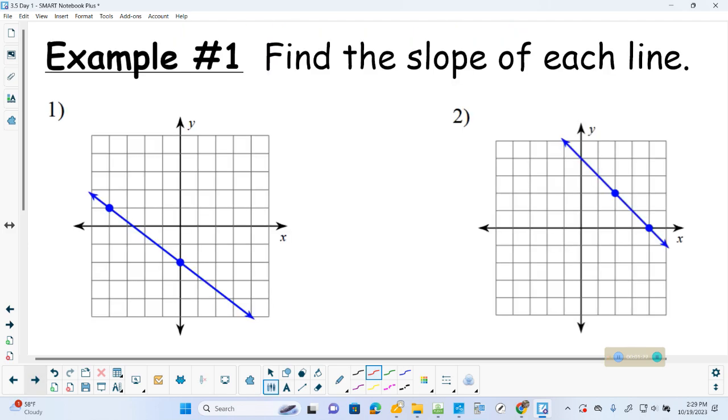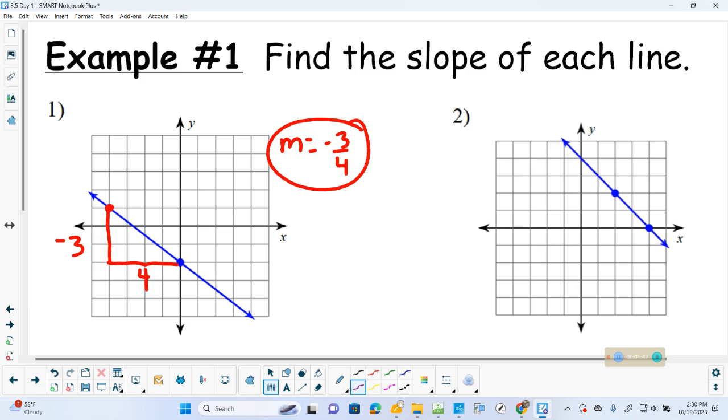Now, doesn't matter which point you start at. I'm starting with this one, counting to the other one. Rise, 1, 2, 3, down 3, and the run, 1, 2, 3, 4 to the right. So I'm going to say my slope, which we use the letter M to represent slope. Got it. Now, I'm not going to do this every problem, but I'm just going to prove to you, if you started at the other point, if you start here, you get the same thing.